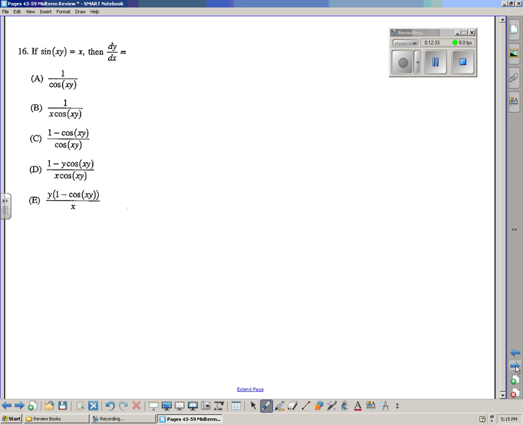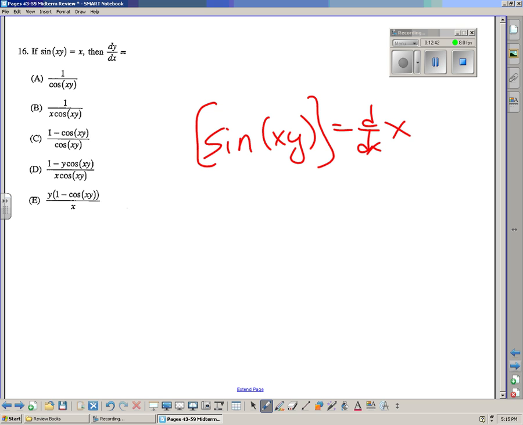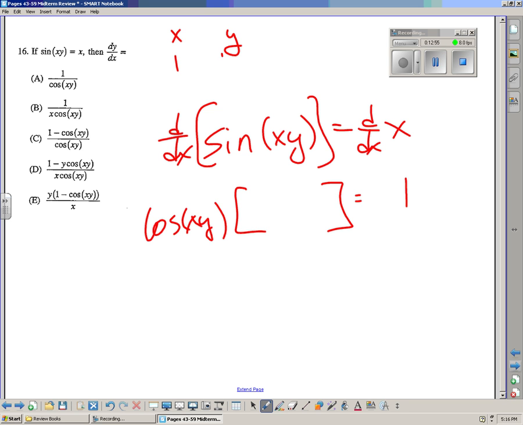Number 16: if sine of xy equals x, then dy/dx is equal to... So we have sine of xy equals x, taking the derivative on both sides here. The derivative of sine of stuff is cosine of stuff times the derivative of the stuff, which is the product rule. We'll do that in a second. The derivative of x is 1. So x, y, the derivative of x is 1, and we have dy over dx. So we have x dy over dx plus y. So we have cos of xy times all that stuff is equal to 1.